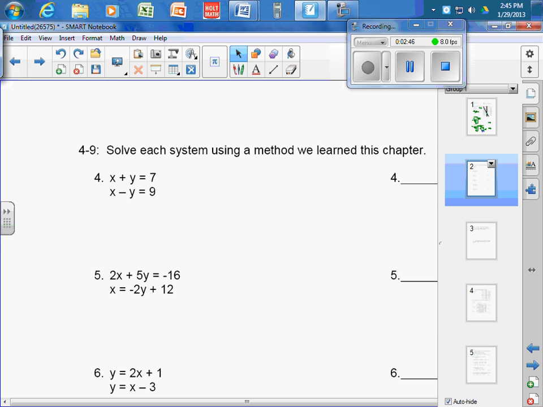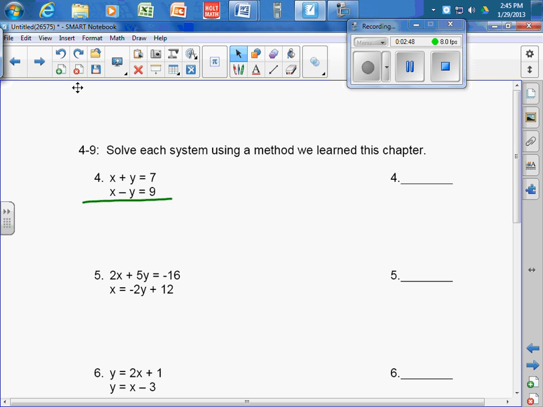In number 4, you're going to take these two equations and add them together, because look at how they're lined up. We have the x's, the y's, the equals, and then the number. That tells you automatically we're going to be using elimination on this. And look at your y's. You have a positive y and a negative y. You have plus y and minus y. That tells you right there that they're going to cancel out.